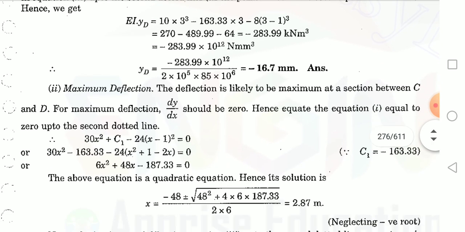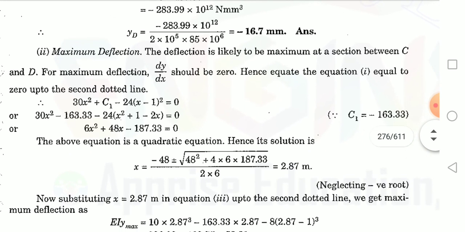So the next, we want to find out the maximum deflection. The deflection is likely to be maximum at a section between C and D. For maximum deflection, dy by dx should be 0, that is, slope is 0. Hence equate equation 1 equal to 0 up to the second dotted line. So we clearly note that the maximum deflection lies between the sections C and D, so we consider up to two dotted lines. So we take the slope equation, because at maximum deflection the slope dy by dx equals 0.